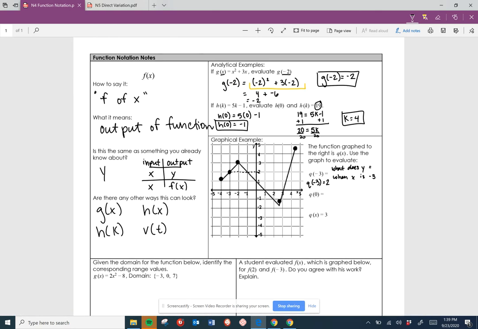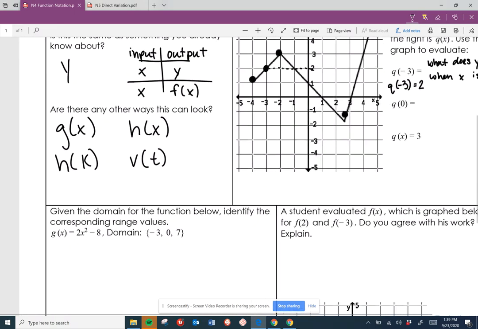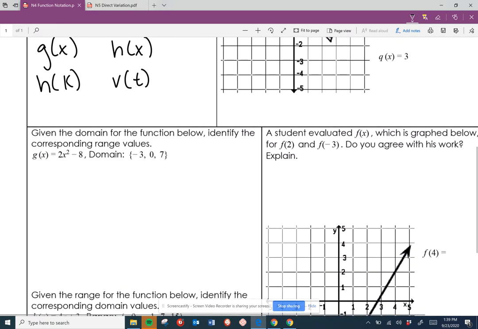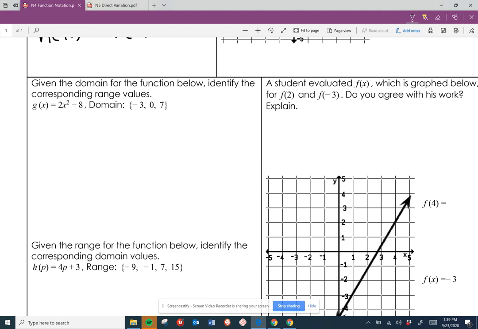So if you have a problem that says, given the specific domain, identify what the range would be, then domain is going to be x values, just like we practiced in the beginning of this unit. So for -3, that would be g of -3 equals, and then every place that you see an x, instead of putting x, you'll put that -3.